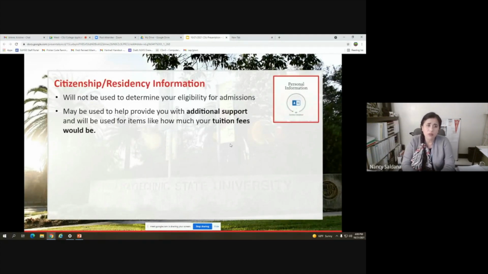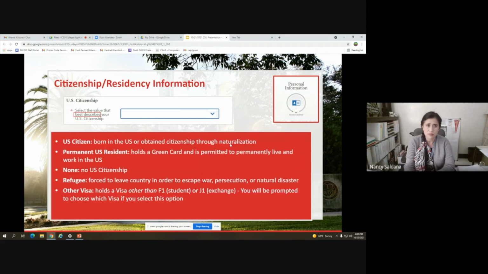In this part, you will also be asked regarding citizenship and residency information. Keep in mind that the questions that you answer will not be used to determine your eligibility for admissions. This information will only be used for items like determining how much your tuition is going to be. So this is how the questions are going to look.